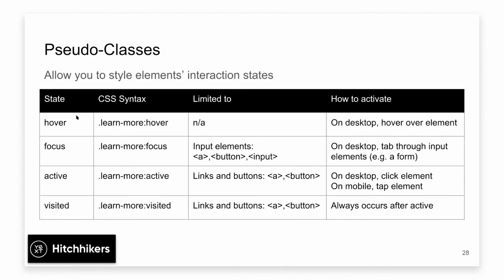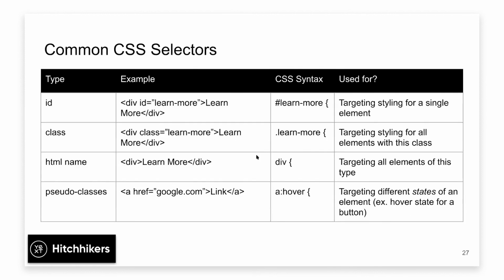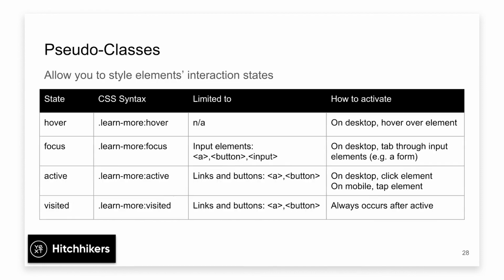Some common pseudo classes are the hover state, the focus state, the active, and visited. The hover state is when you hover over an element. And these pseudo classes, by the way, always require that colon between the selector and the actual pseudo class name. In this case, we're using an HTML name, but you can just as easily use a class name followed by a colon and then the state name, or an ID.